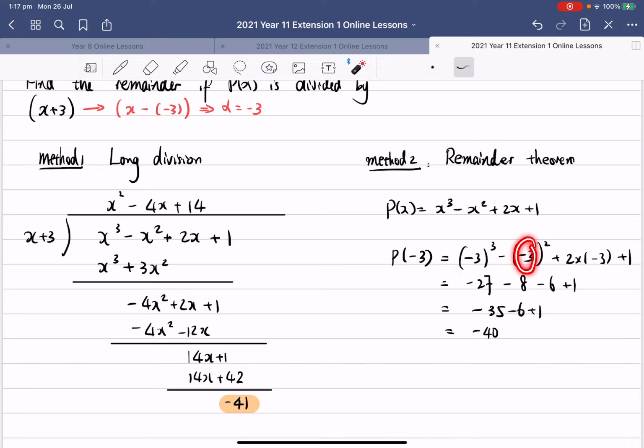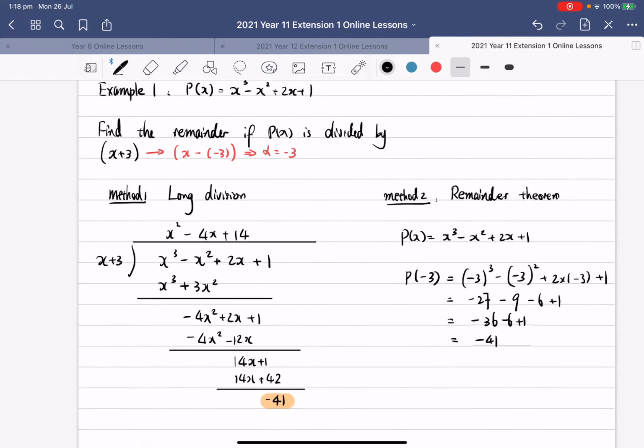Yes, negative 3 squared should be a 9, not 8. Making such a silly mistake here, no wonder my answer was not right. It's equal to negative 41. That's right now. So it's negative 36 minus 6 plus 1, which is minus 41.